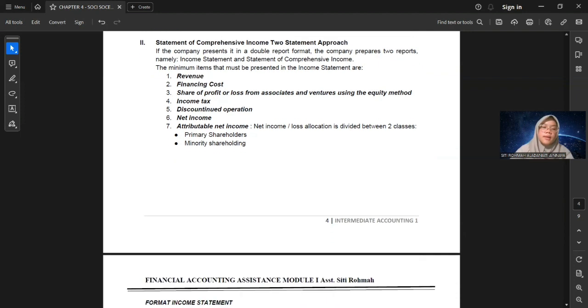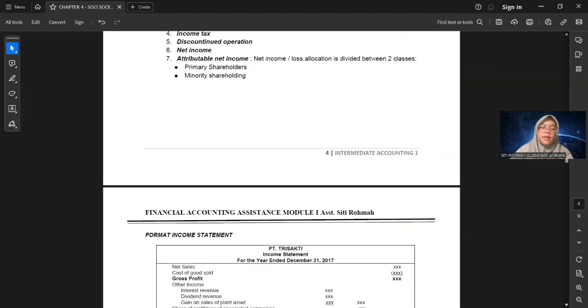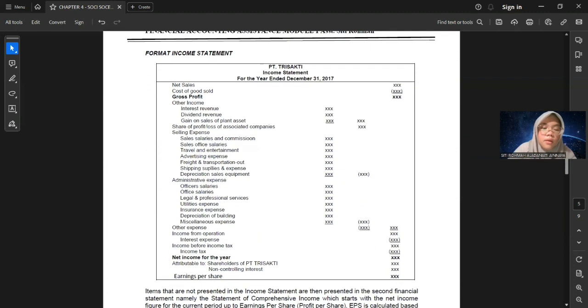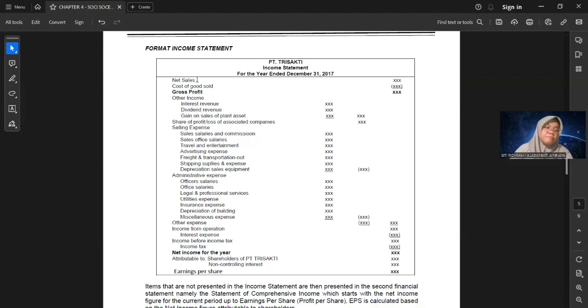Okay, next, the format of the income statement. Okay, next I will explain regarding the statement of change. Okay, here is the format for the statement of comprehensive income using the two-statement approach. The first one is net sales minus cost of goods sold, and then we will get gross profit, and so on.